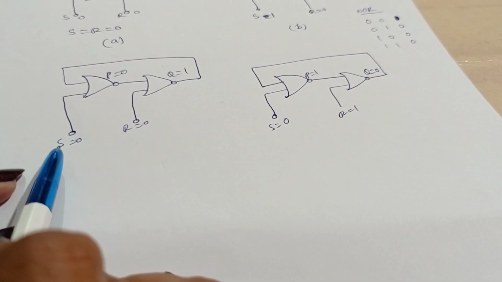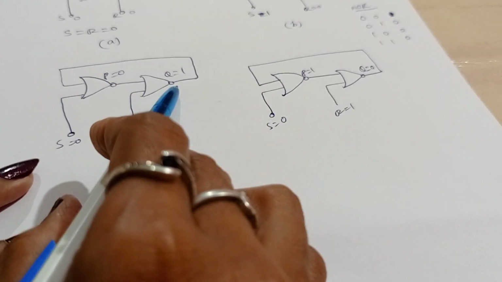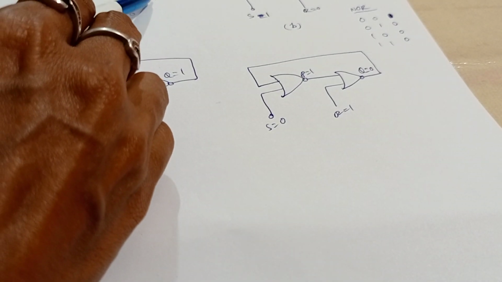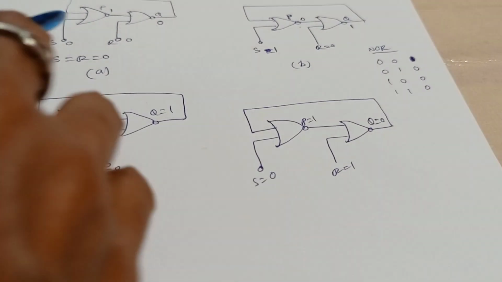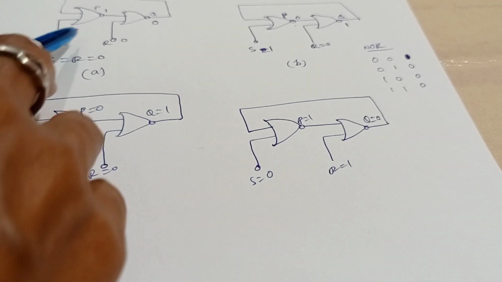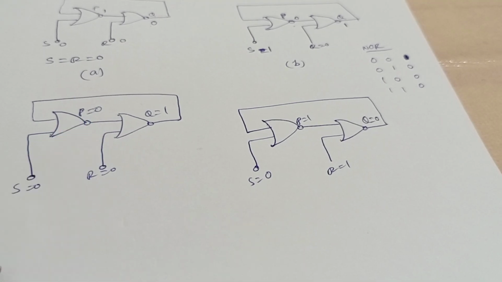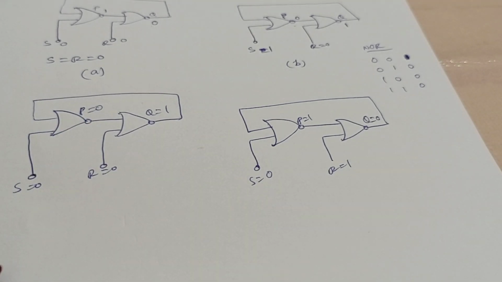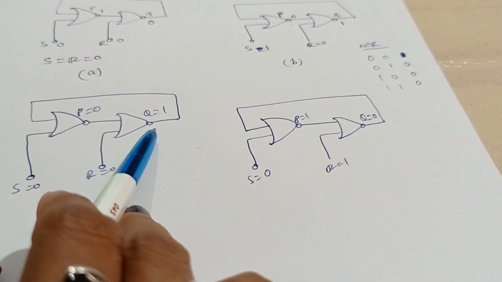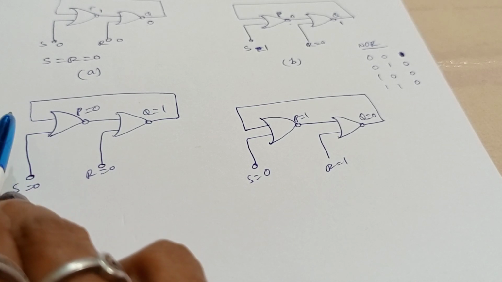That is, when S is equal to 1 and R is equal to 0, Q becomes 1. That is, in the previous case Q is 0, now it is changing to 1. And the same is fed to the first NOR gate, so P becomes 0. That is, when S is equal to 0 and R is equal to 0, the circuit will not change the state because Q is equal to 1. It won't change the state. Feedback into the first gate causes P to remain 0.